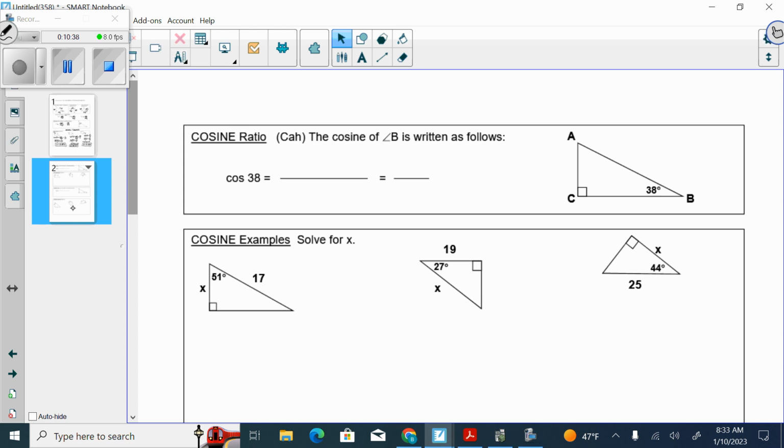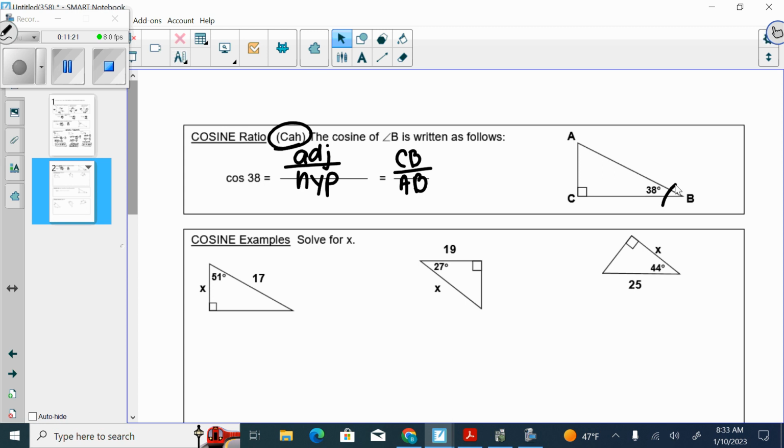Okay, so in this figure over here, we've got a 38-degree angle. What is the ratio for cosine? Good. Remember, C is equal to A over H. Okay, in this drawing over here, which side is adjacent to that angle of 38 degrees? Which side's adjacent to 38 degrees? CD. And what's the hypotenuse? Good.